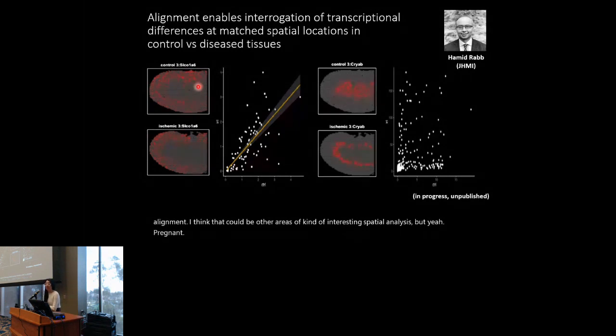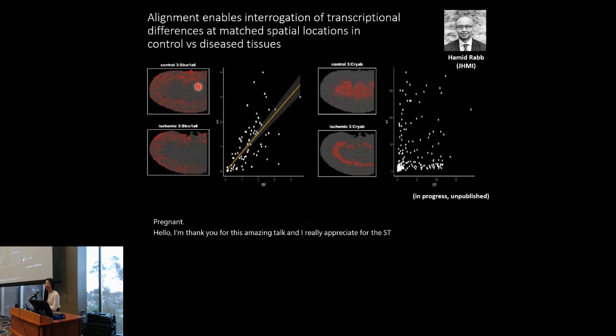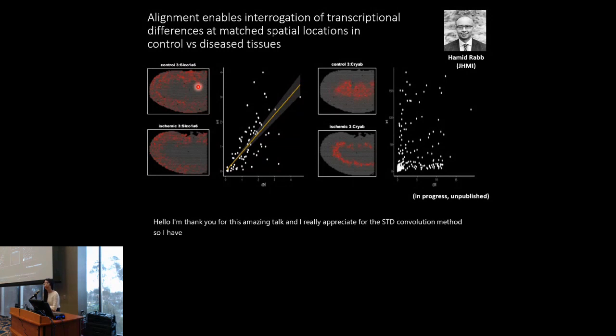Hello, thank you for this amazing talk, and I really appreciate the ST deconvolution method. I have one question about this method. How do you handle the collinearity problem for similar cell types? Because we know it's easy to separate immune, cancer, or stromal cells, but if we want to separate CD4 T cells and CD8 T cells, they share a lot of common markers. How does this method handle this?